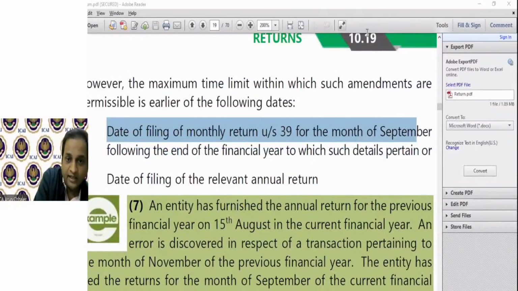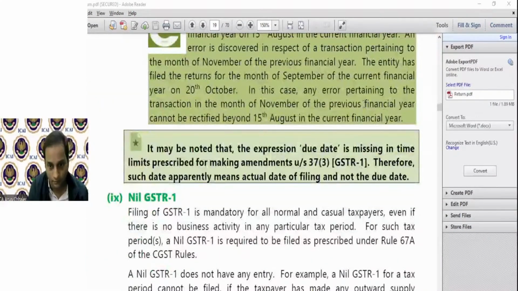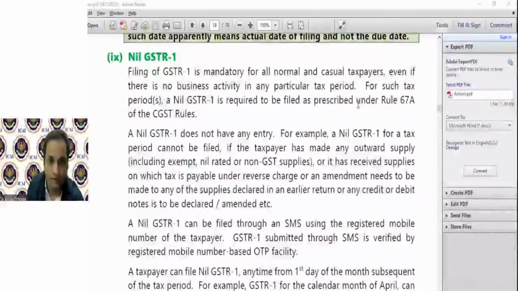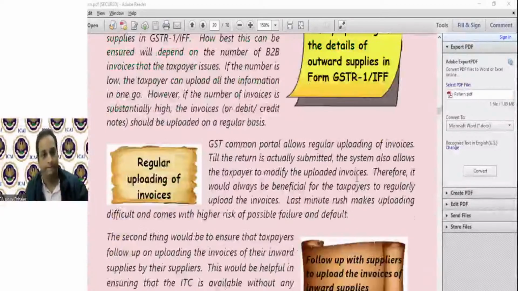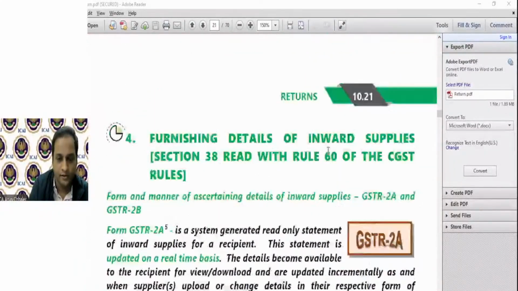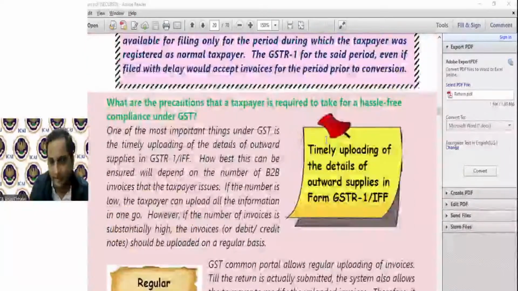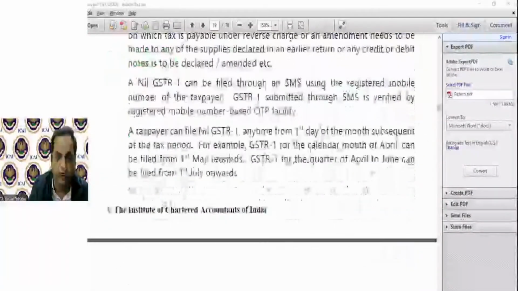So what is the due date? What is the time limit to do the rectification? 30th November following the end of the financial year or filing of annual return, whichever is earlier. Yes, nil GSTR1 can be filed. So I think GSTR1 is completed. Any question on the GSTR1? Happy to take these questions first before moving to the GSTR3B.